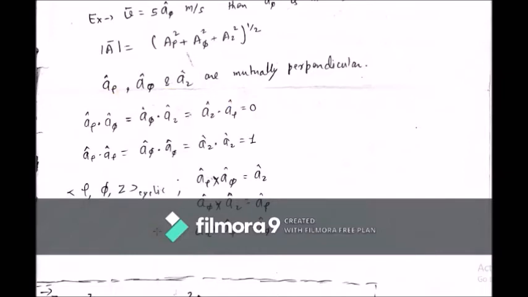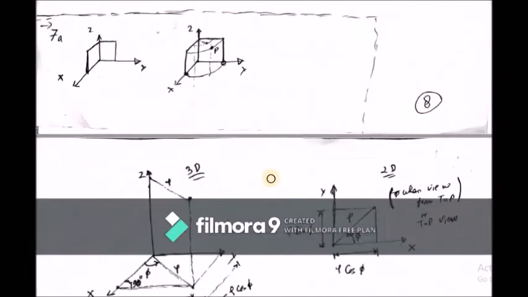And this rho, phi, z are in cyclic order. Like in x, y, z or rectangular coordinate system, we have x, y, z in cyclic order. Similarly, in circular cylindrical coordinate system, we will have rho, phi, z in cyclic order. So here we will have a rho cross a phi equals az, like I have written here, and a phi cross az will be a rho, and then az cross a rho will be a phi, like written here. So this is the cyclic order, and this is how we do dot and cross products in circular cylindrical coordinate system.